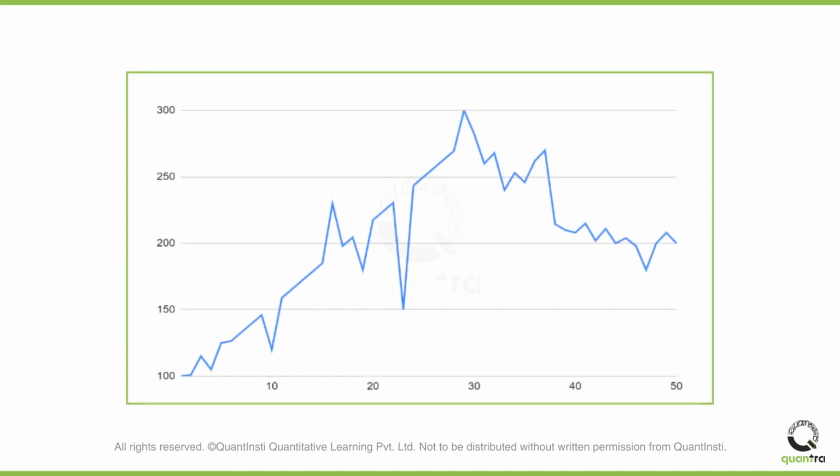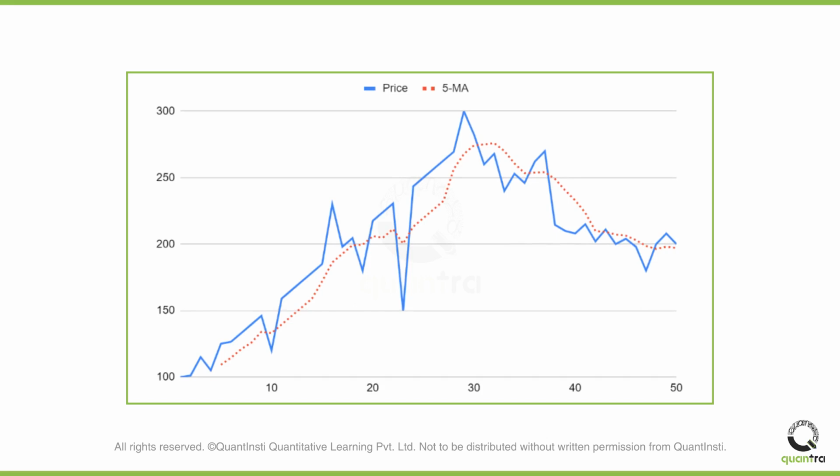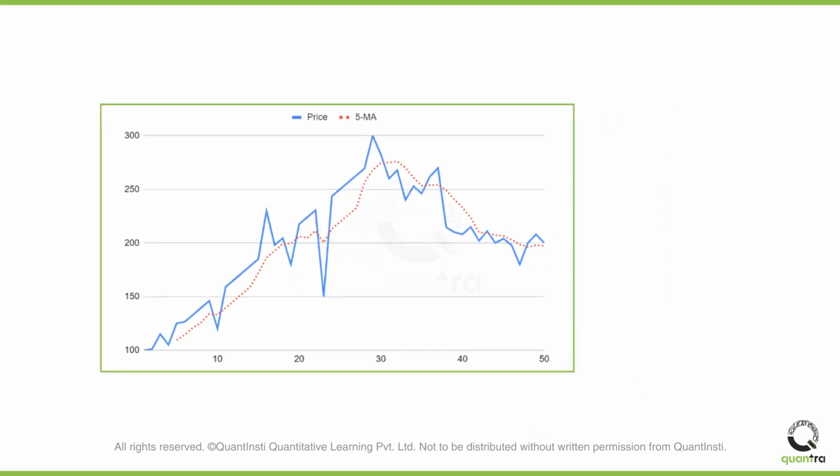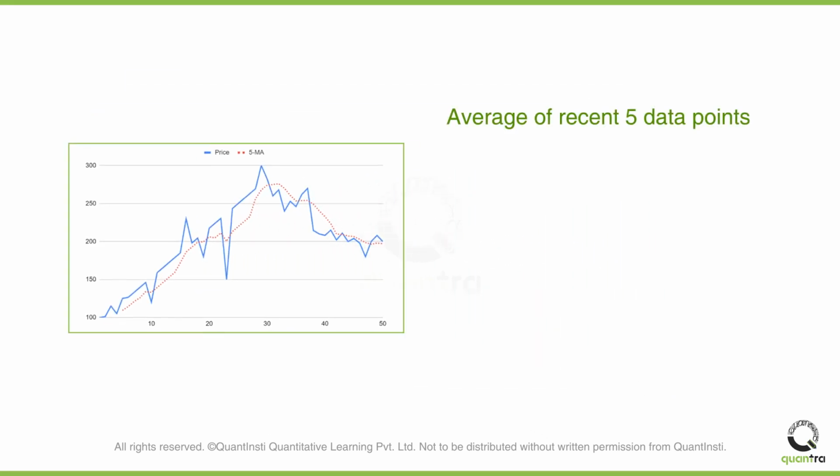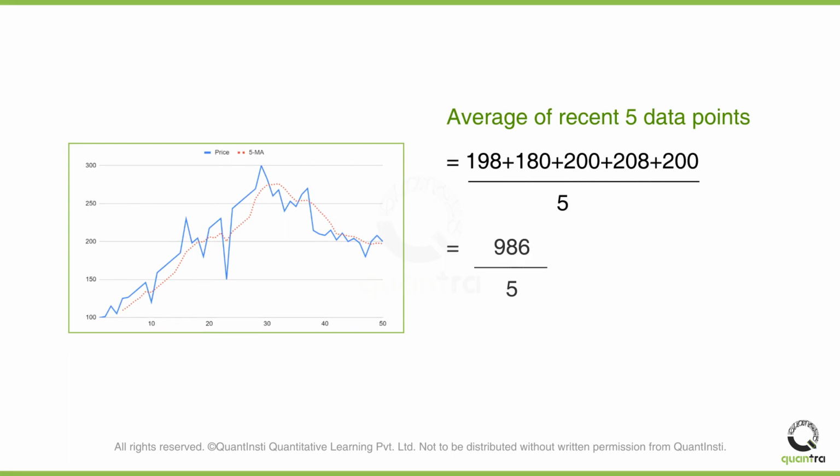This is a line chart of 50 data points. This is how it looks when we plot a 5-moving average. To plot the moving average, we will calculate the average of the most recent 5 data points. All we need to do is take an average of the last 5 data points. So here the 5-moving average is 197.2. As we proceed to the next day, we will drop the most outdated data and add the most recent data.